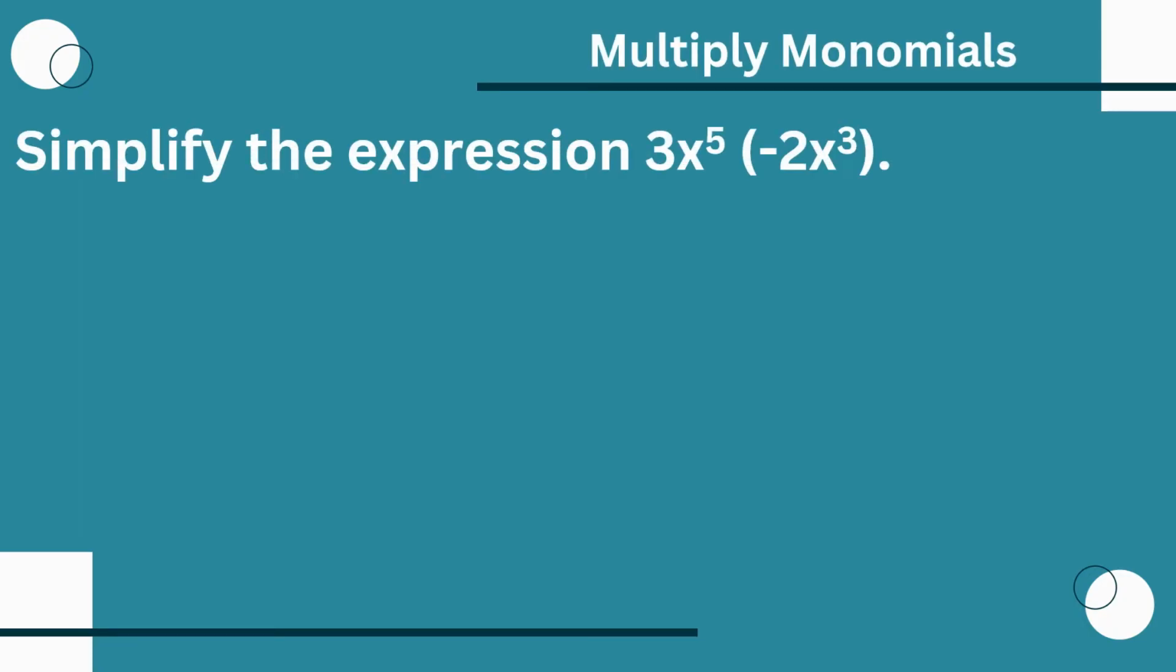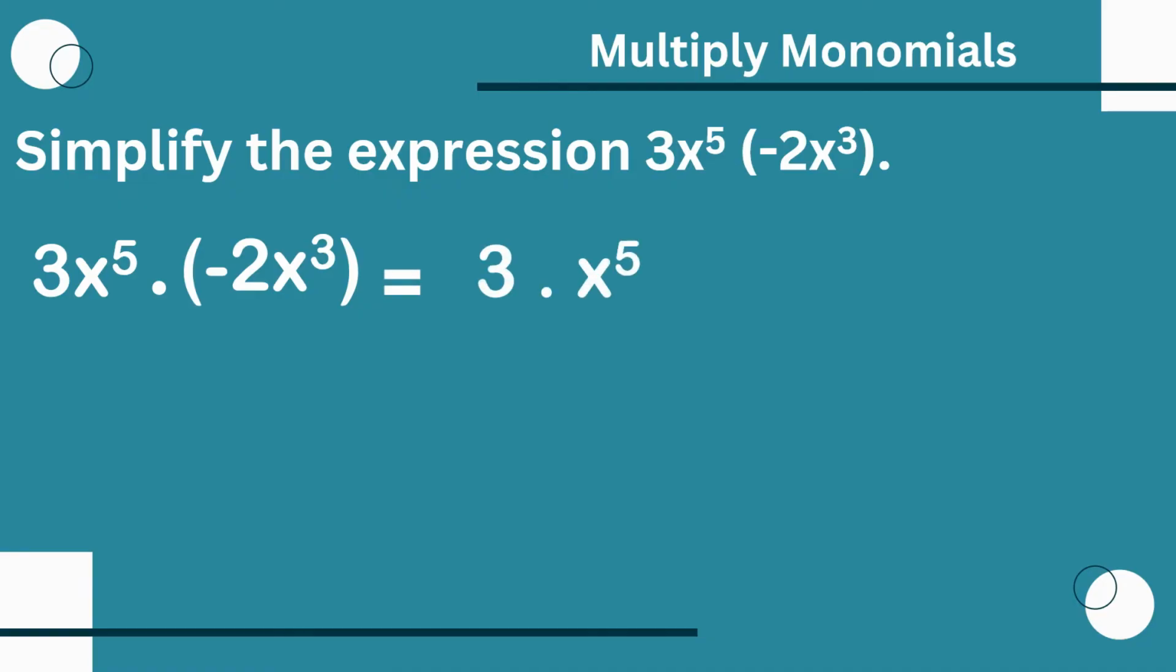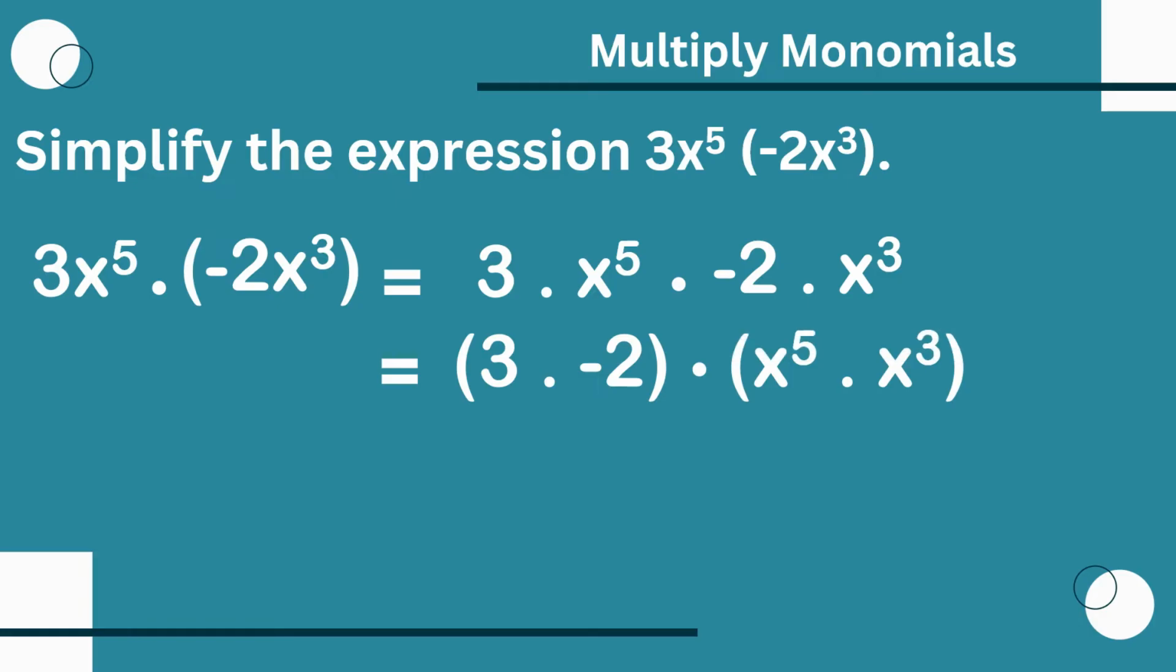Another example. Simplify the expression 3x to the fifth times the quantity of negative 2x to the cube. So, let's find the product. 3x to the fifth is equal to 3 times x to the fifth, times negative 2x to the cube, which is equal to negative 2 times x to the cube. Then, let's simplify. The quantity of 3 times negative 2 times the quantity of x times x cubed.